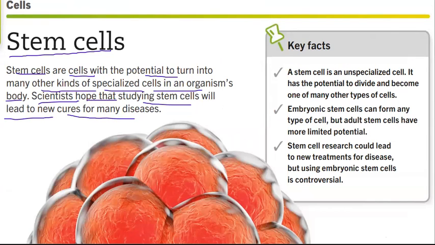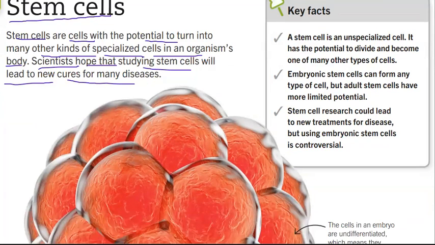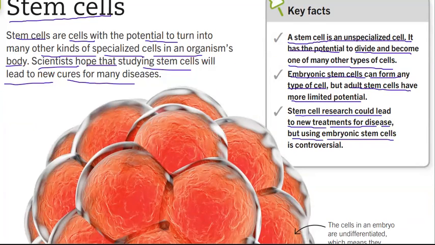for curing diseases. A stem cell is actually an unspecified cell. It has the potential to divide and become one of many other types of cells. Embryonic stem cells can form any type of cell, but adult stem cells have more limited potential. Stem cell research could lead to new treatments for disease, but using embryonic stem cells is controversial.